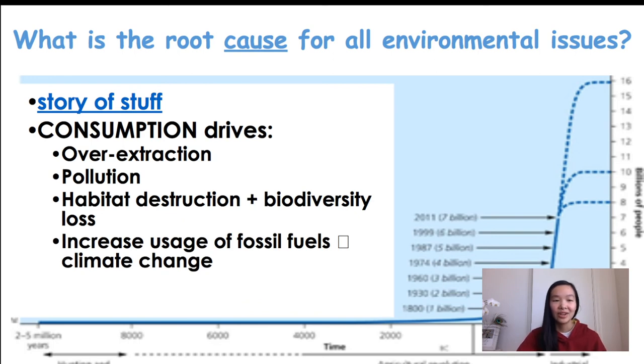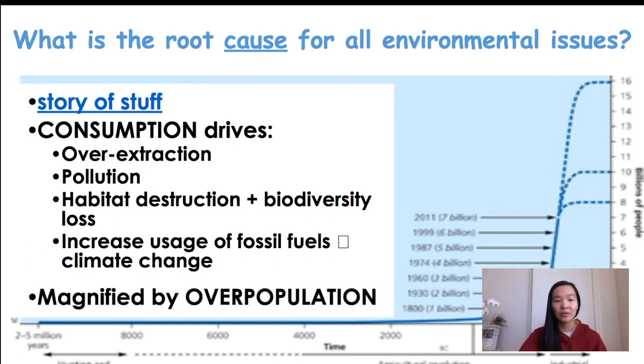Consumption can lead to all these things: over-extraction, pollution, habitat destruction. If you have a greater demand for things, then you have to extract more resources in order to meet those demands. And when you're extracting resources, that results in a lot of habitat destruction, habitat loss, and that results in biodiversity loss. And then lastly, the last bullet point at the bottom of this: our consumption of fossil fuels is also contributing to pollution, habitat destruction, biodiversity loss, and climate change.